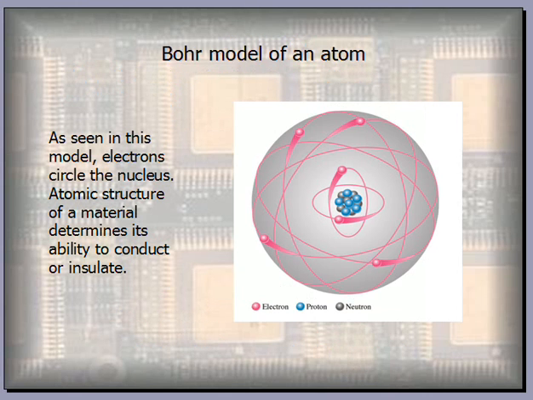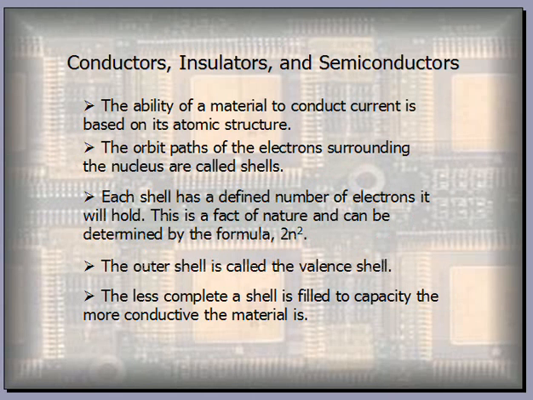The Bohr model of an atom, as seen in this model, electrons circle the nucleus. Atomic structure of a material determines the ability to conduct or insulate. Conductors, insulators, and semiconductors. The ability of a material to conduct current is based on its atomic structure.